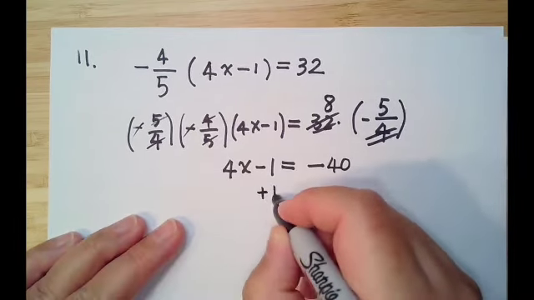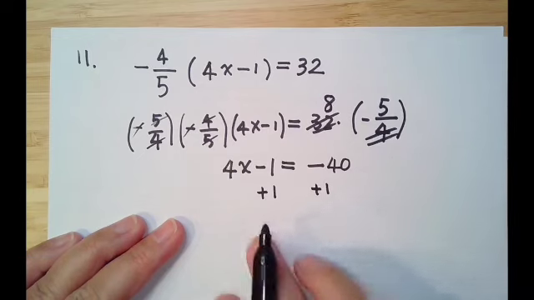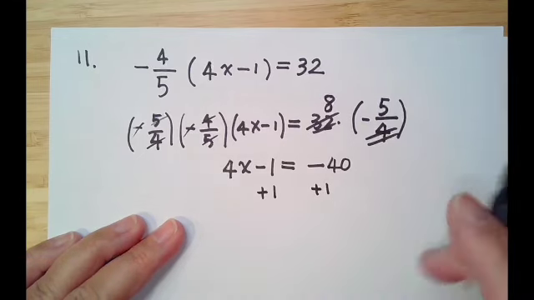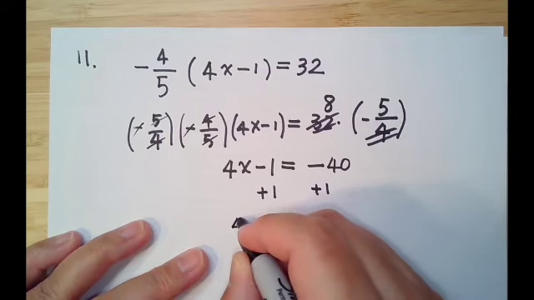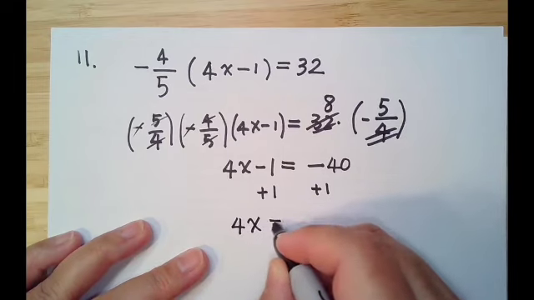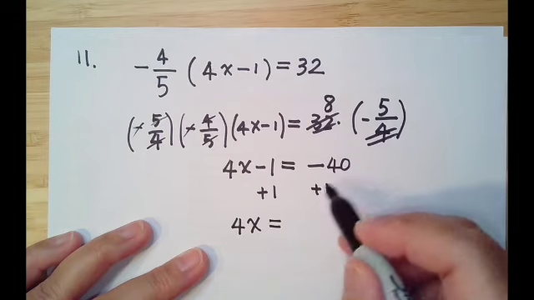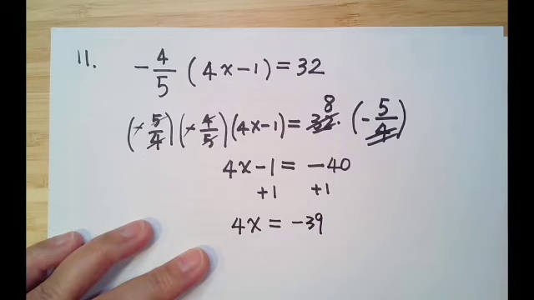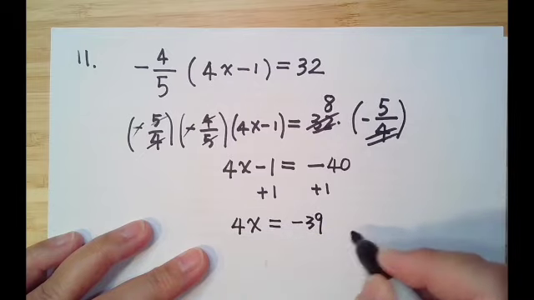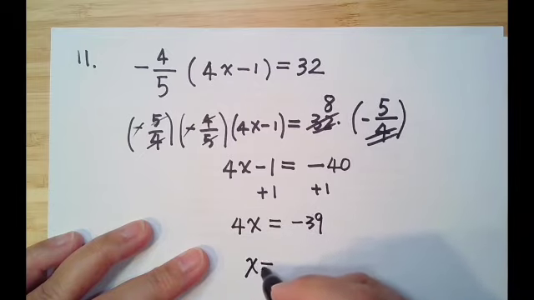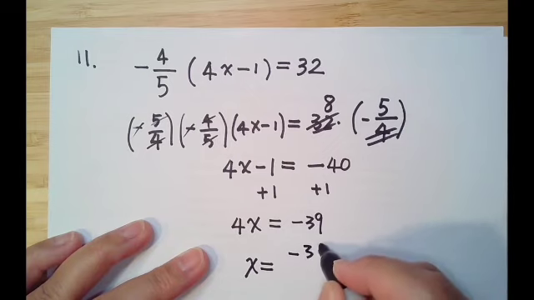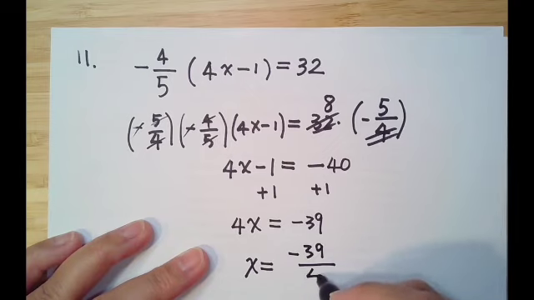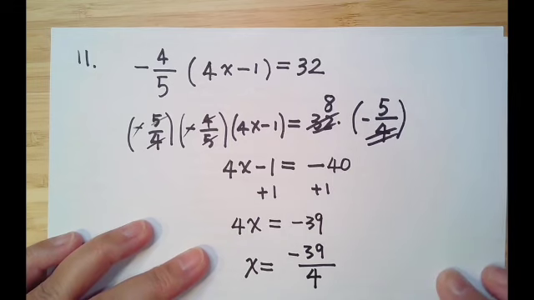So next step, I'm going to plus 1, or you can say I move negative 1 to the other side, I get a positive 1. So I would have 4x equals negative 40 plus 1, I have a negative 39. And then the next step, divided by 4, that would be negative 39/4. That's your answer. Phew.